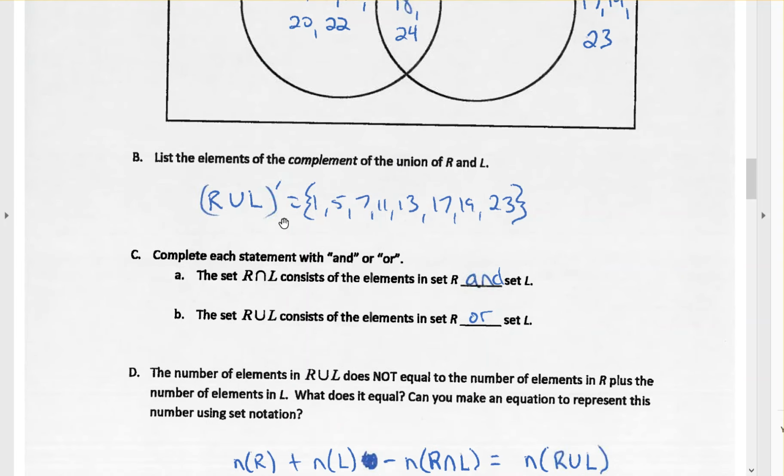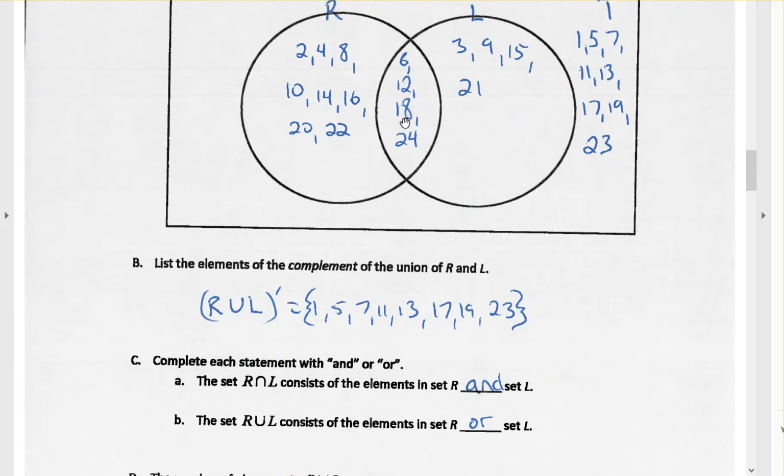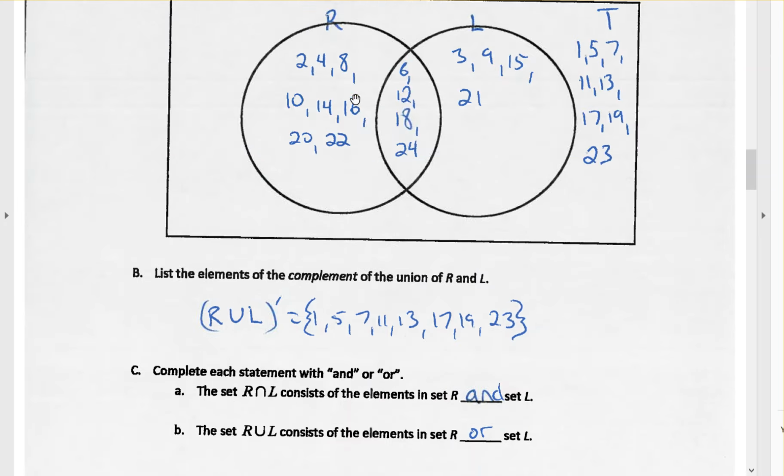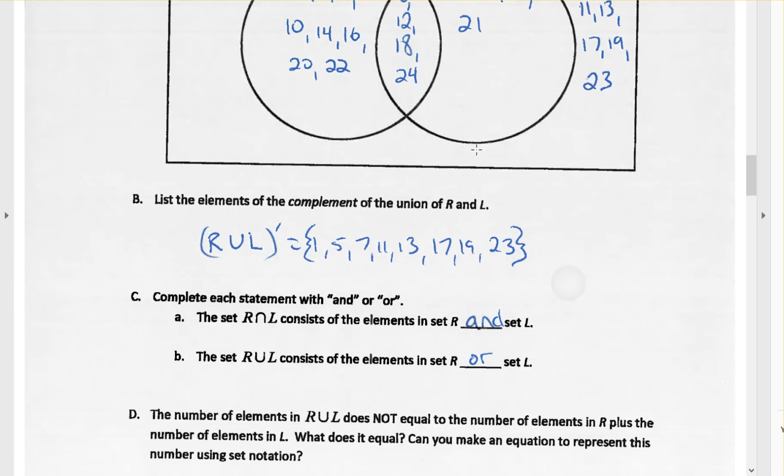Okay, so this says complete each statement with "and" or "or". So the set R intersection L, right? Not a U, it's upside down. That's R intersection L. It consists of the elements in set R and set L, right? The ones that are in the middle here. That's what it's talking about when it says "and". So "and" is that middle one. And then the set R union L consists of the elements that are in set R or set L. So that would be everything that's in both of these circles.